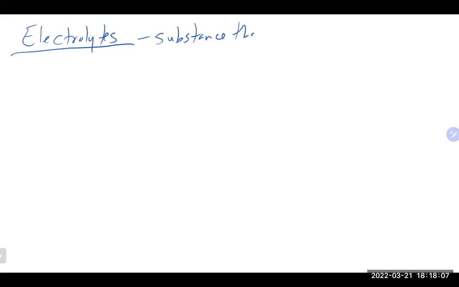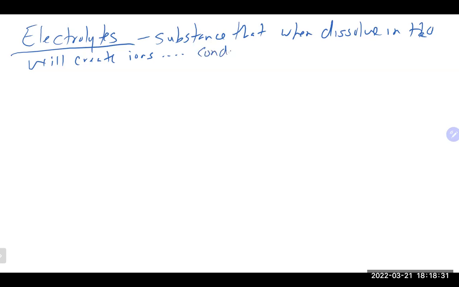Okay, so the next thing we want to talk about are what are referred to as electrolytes. Electrolytes are substances that, when they're dissolved in water, will create ions. And these ions, these positive guys, negative guys, really help sort of complete the electrical circuit, if you will. And they typically can conduct electricity.